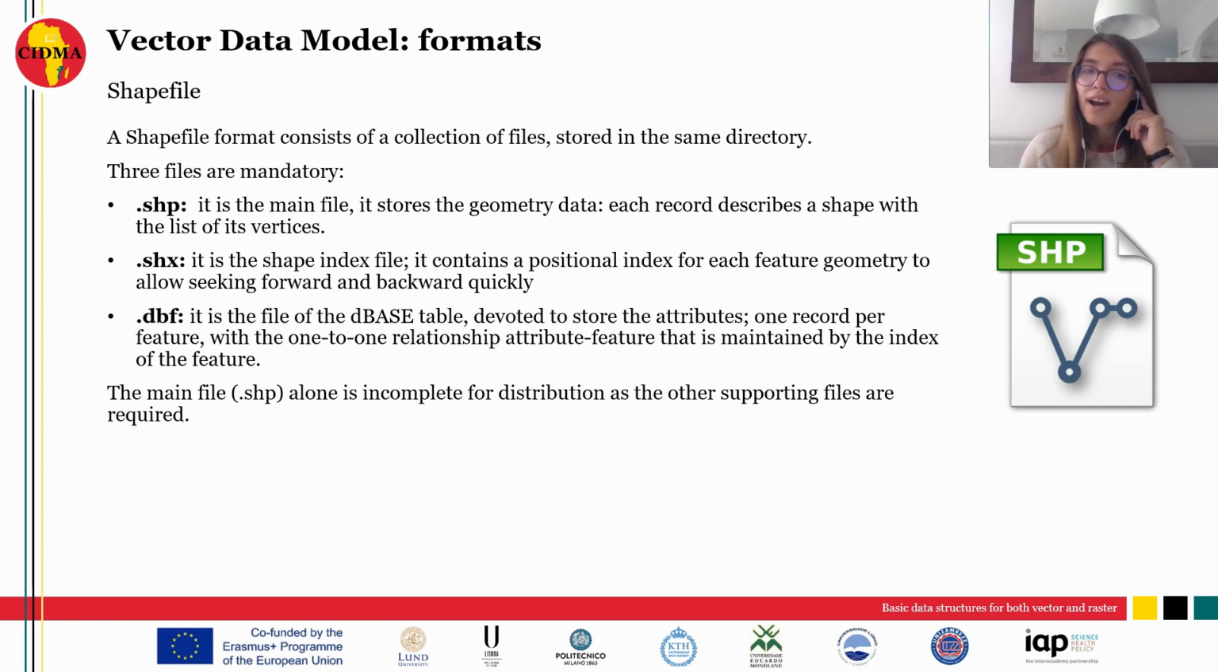Each of these 3 files has a role. The SHP, for example, stores the geometry data. Particularly, each record of this file describes a shape with the list of its vertices, therefore its coordinates. Then there is the SHX, that is the shape index file. It is needed to allow seeking forward and backward quickly to the different features. It contains indeed a positional index for each feature geometry.